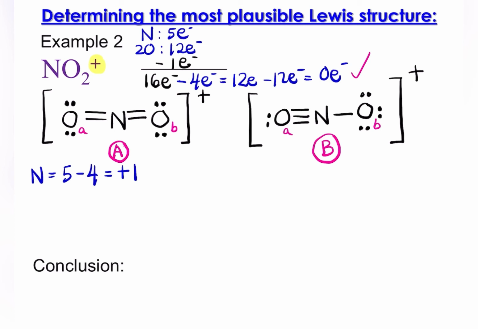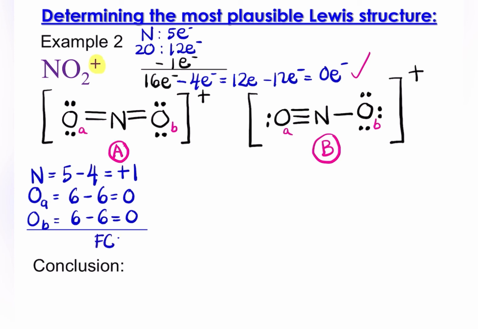So, we'll calculate for OA with 6 minus 6. You will have 0. And untuk OB, we got 6 minus 6 equals to 0. So, the total formal charge is going to be FC equals to positive 1. Dan seperti mana yang kita lihat, positive 1 sama seperti charge of this polyatomic ion iaitu positive 1 as well.